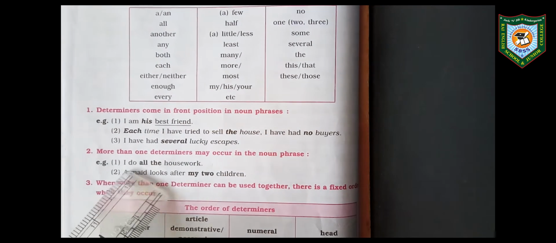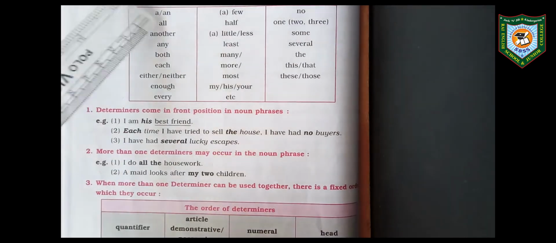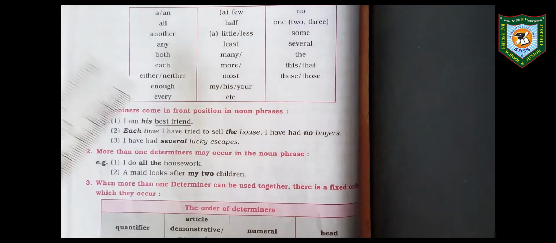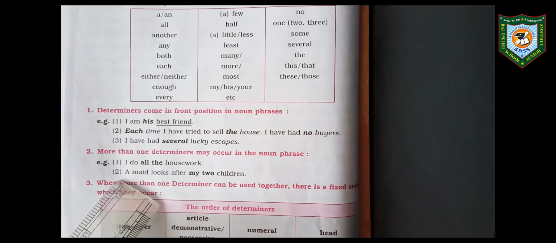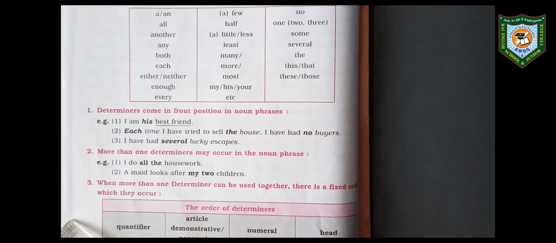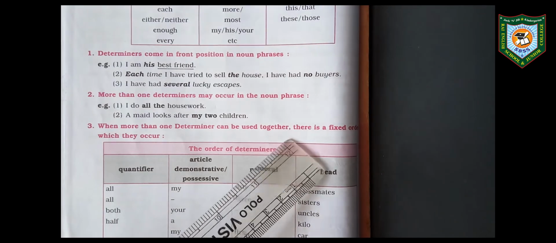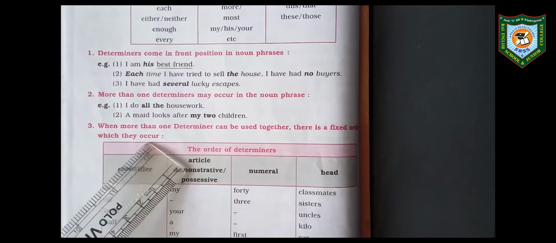For example, I do all the housework. All and the. See, all and the are also here. Okay, these are determiners. Second sentence, a maid looks after my two children. My, and it is related to counting or quantity, two. Okay, there is another chart. When more than one determiner can be used together, there is a fixed order in which they occur.